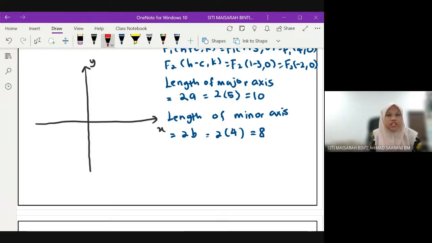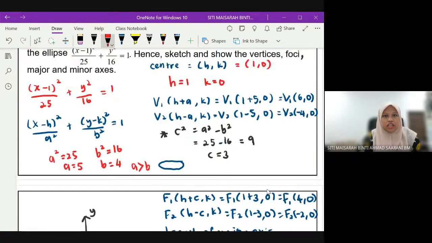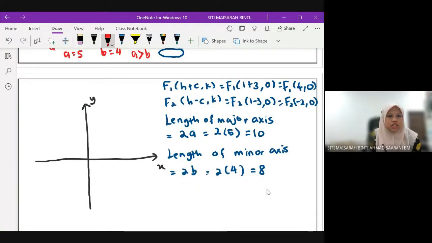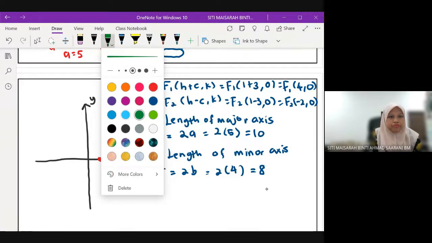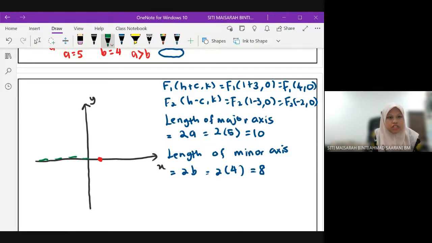Okay. Major axis dia kalau tengok kat sini, kalau tak sure awak boleh tanda dulu. Tanda center. Center kita adalah 1, 0. So 1, 0 dekat sini. Ini adalah center. So major axis dia akan dekat sini lah. Kita buat warna, Madam buat warna hijau lah. Okay. So this is major axis pada x axis. Ini middle label siap. This is major axis.